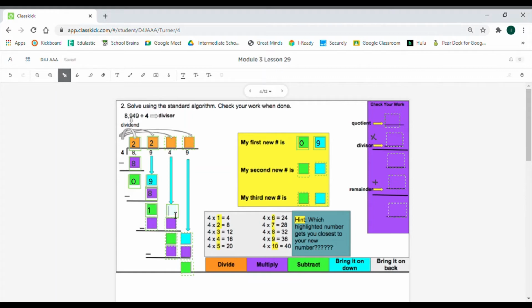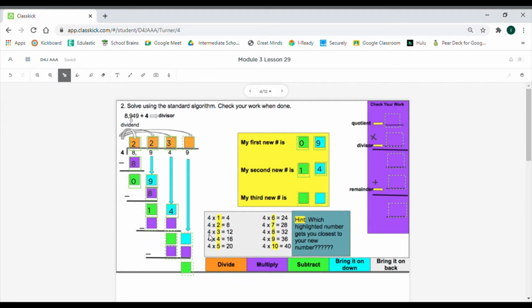Bring down my 4. What is my second new number? Good job, 14. Remember, my new number tells me what I have to divide. 4 goes into 14. How many times?